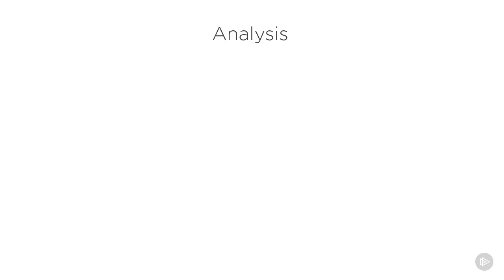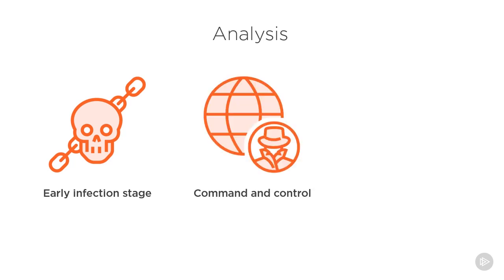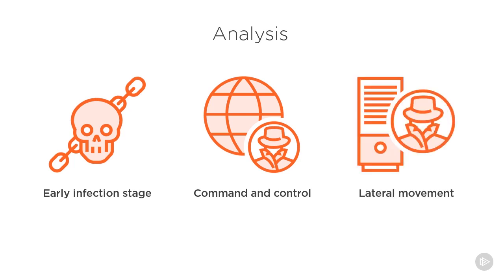Some of the scenarios that we'll be investigating can be classified into the following categories. We have early infection stage, when a user might visit a malicious website. Second, command and control traffic, where an attacker maintains access to a system and carries out actions on objectives. And finally, lateral movement, where an attacker will try to gain control over other systems on the same network.